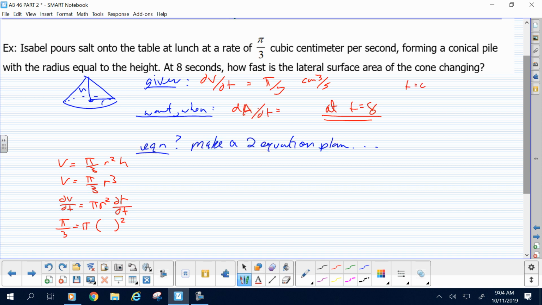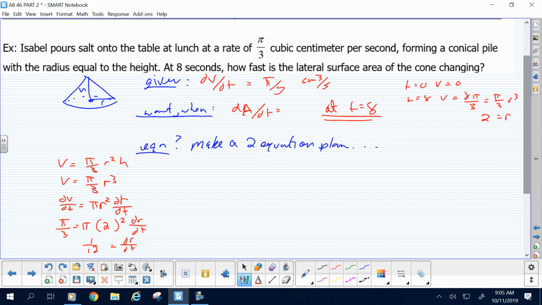I assume there was no salt in the table at time 0. At time equals 0, the volume is 0. At time equal 8, what was the volume? 8 pi over 3. It comes in at pi over 3 every second. For 8 seconds, the volume would be 8 pi over 3. That's equal to pi over 3 r cubed, yeah? Do you agree? Okay. That implies that at 8 seconds, the radius of the salt pile is 2. Now we know that, we can find dr dt.